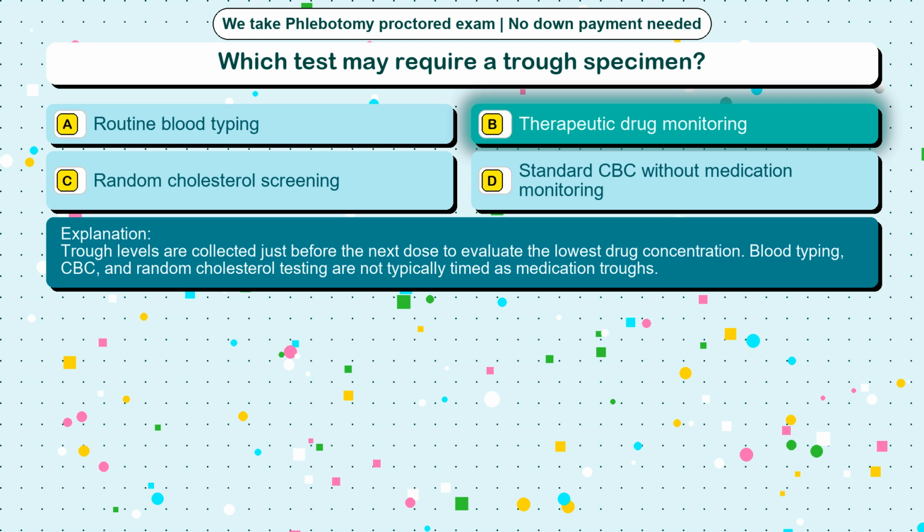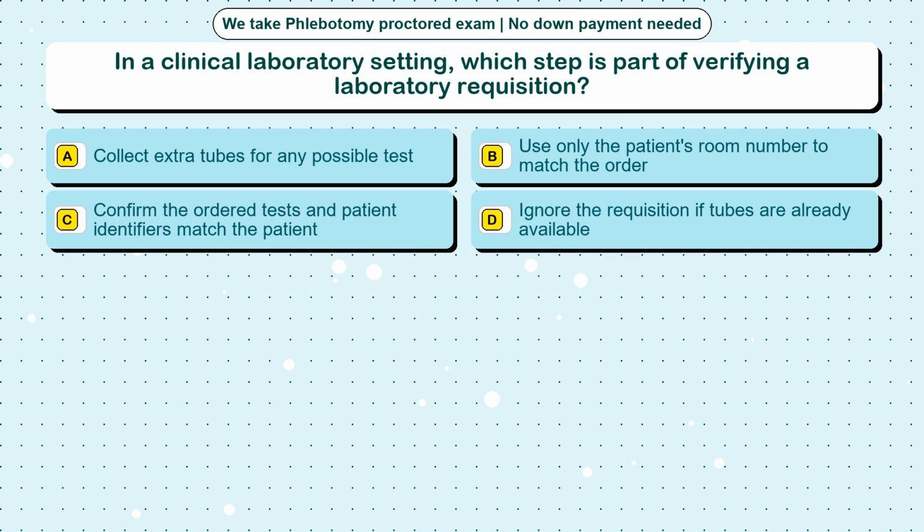Trough levels are collected just before the next dose to evaluate the lowest drug concentration. Blood typing, CBC, and random cholesterol testing are not typically timed as medication troughs. Question 71. In a clinical laboratory setting, which step is part of verifying a laboratory requisition? Option A, collect extra tubes for any possible test. Option B, use only the patient's room number to match the order. Option C, confirm the ordered tests and patient identifiers match the patient.